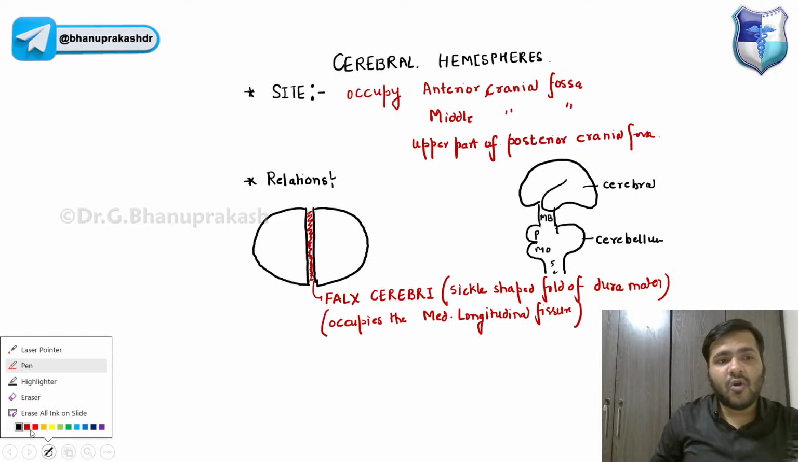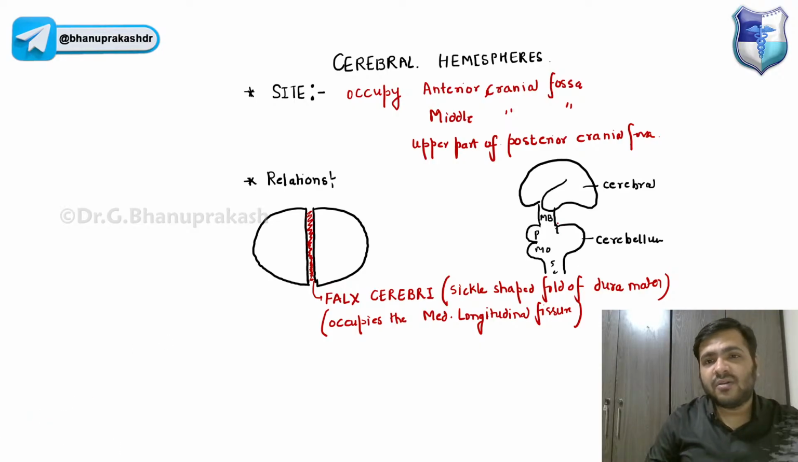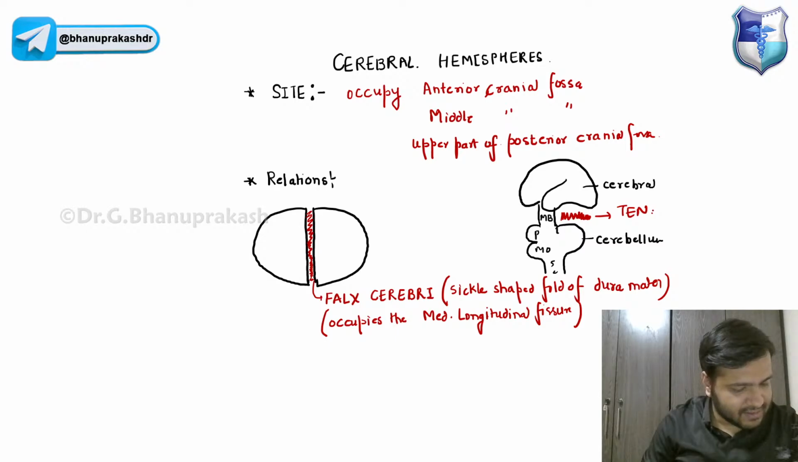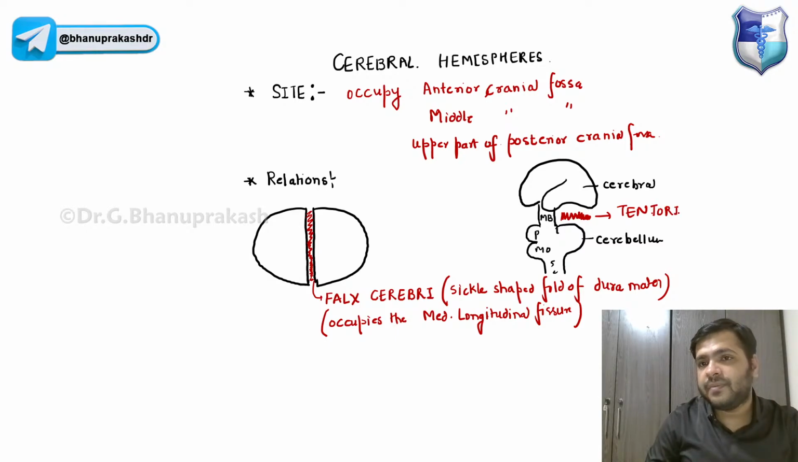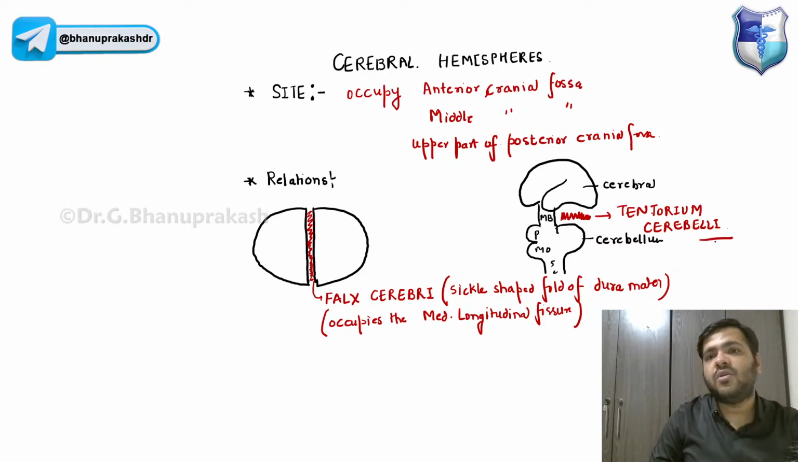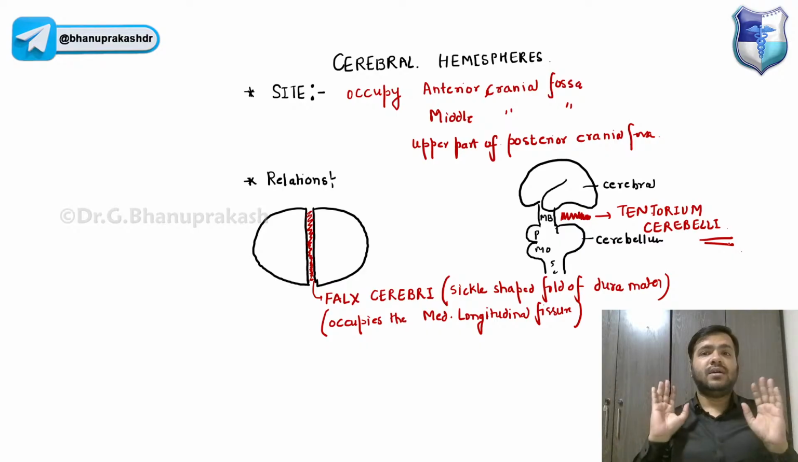Now these two cerebral hemispheres are separated from the cerebellum with the help of another horizontal fold of dura, and that is called the tentorium cerebelli. So those are the two important relations that you have to remember.